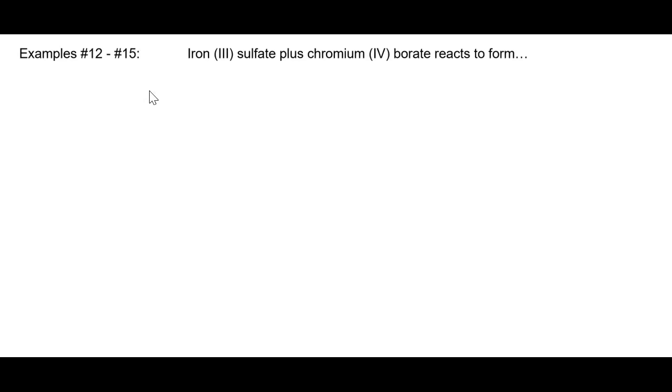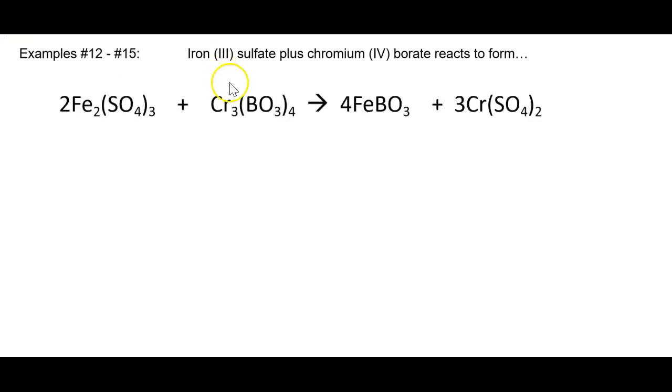Take a moment, pause the video, and write a balanced chemical equation for the reaction of iron sulfate plus chromium borate reacts to form. Pause the video, write at the top of your notes page a balanced chemical equation for this reaction. This is what you should have gotten.